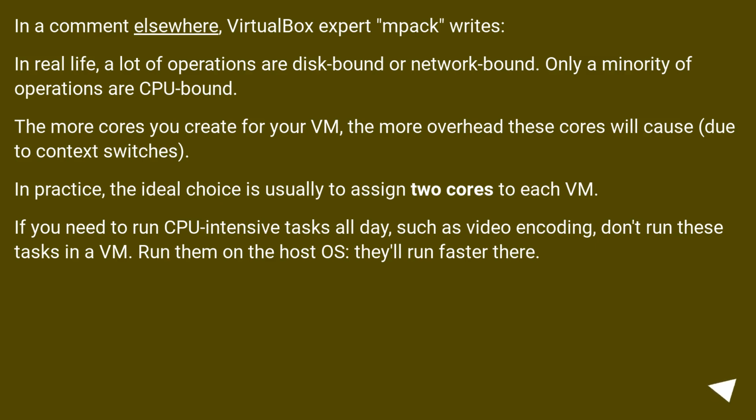In a comment elsewhere, VirtualBox expert Mpak writes, "In real life, a lot of operations are disk-bound or network-bound. Only a minority of operations are CPU-bound. The more cores you create for your VM, the more overhead these cores will cause, due to context switches. In practice, the ideal choice is usually to assign 2 cores to each VM. If you need to run CPU-intensive tasks all day, such as video encoding, don't run these tasks in a VM. Run them on the host OS, they'll run faster there."